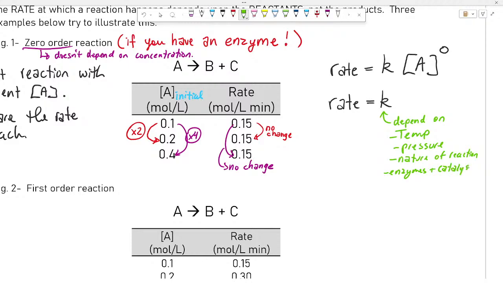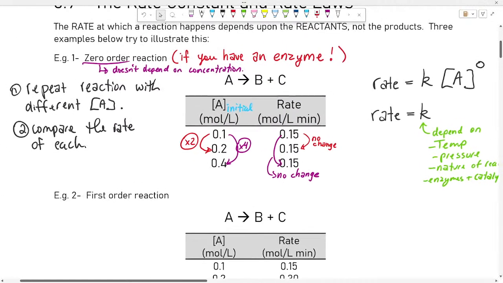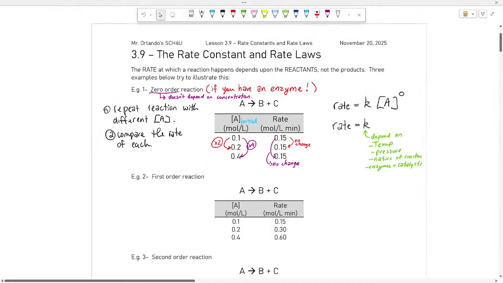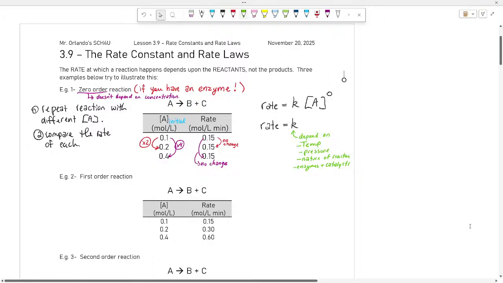So all of those things will still affect the rate of a reaction, but if you keep those things constant, we can build all of them into a constant K. What we're saying here is, in a reaction like this, in a zero-order reaction, the concentration of your compound has no effect. Does that feel okay?